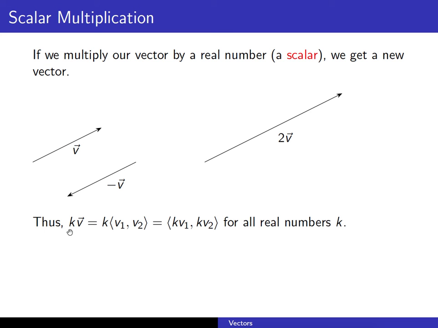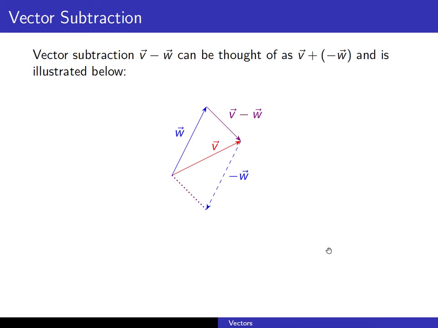So any real number times our vector essentially gets distributed to each component. So the horizontal or your x component and the vertical or your y component. So vector subtraction, we saw that vector addition followed a parallelogram rule. Vector subtraction does in a way as well. So vector v minus vector w.